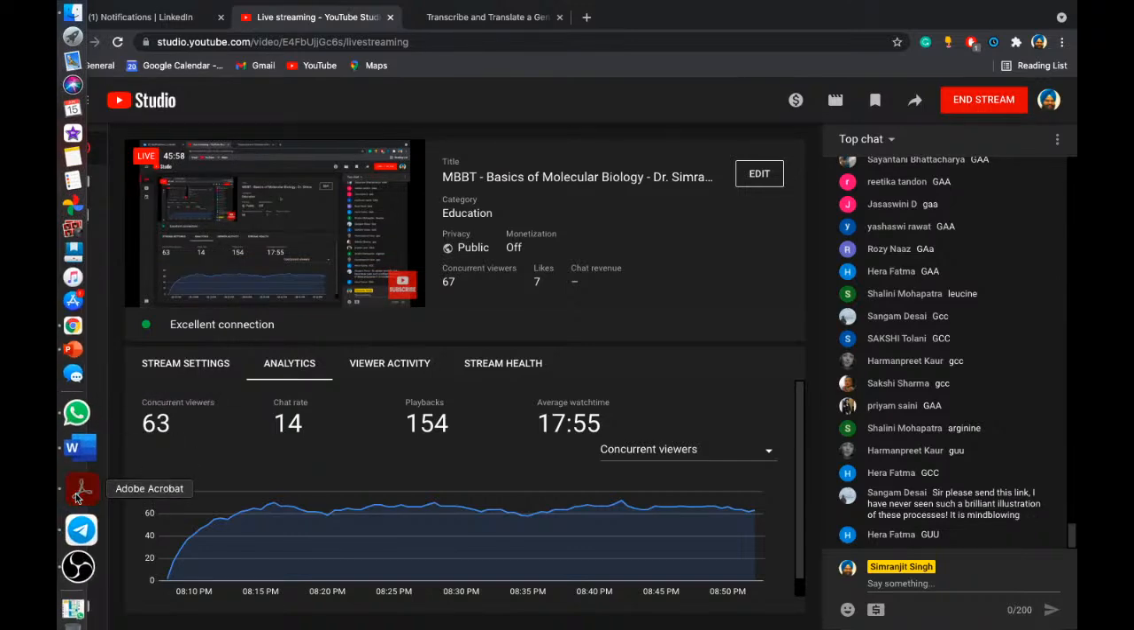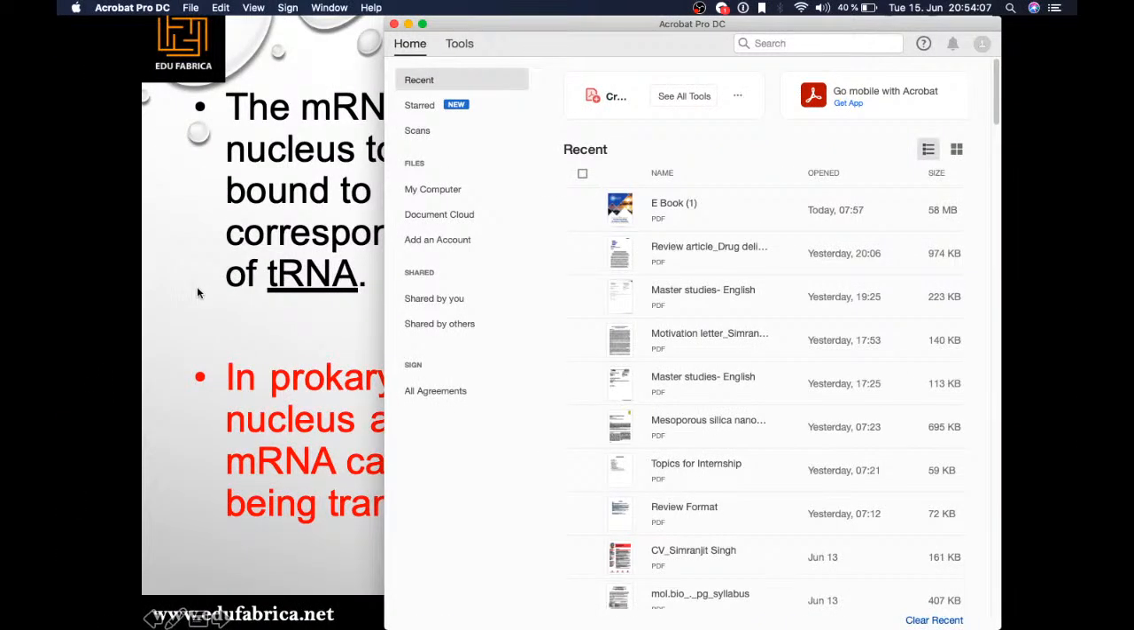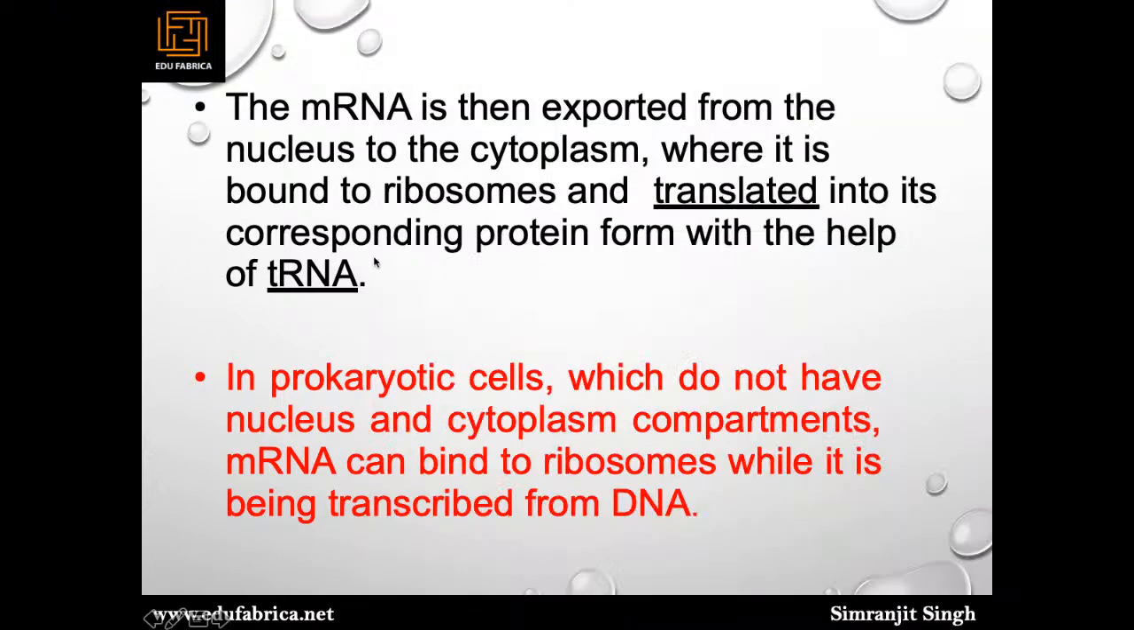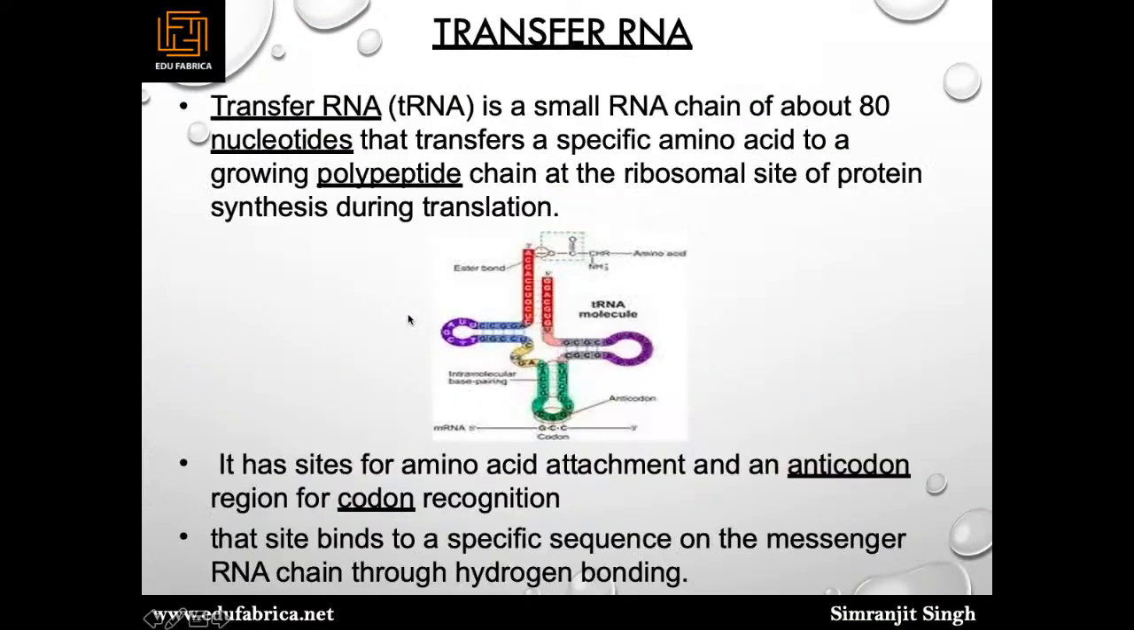So okay, now comes the presentation part. So this is tRNA, with this clover leaf shape, which is a small RNA chain of about 80 nucleotides, and it transfers specific amino acids to growing polypeptide chains at the ribosomal site of protein synthesis during translation. So it has an amino acid attachment site and an anticodon region. So it has two regions that we have just discussed. And the anticodon binds to a specific sequence on the messenger RNA chain through hydrogen bonding.